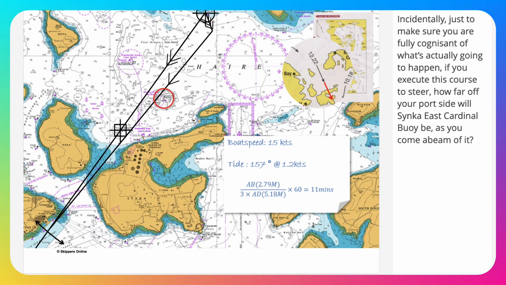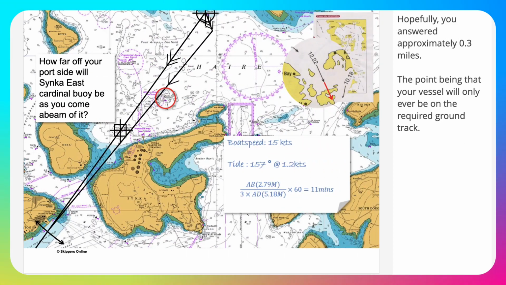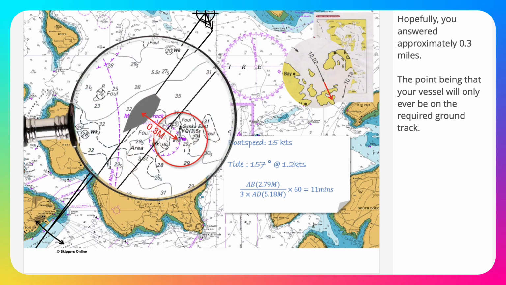Incidentally, just to make sure you are fully cognizant of what's actually going to happen, if you execute this course to steer, how far off your port side will Nearer East Cardinal Buoy be as you come abeam of it? Hopefully you answered approximately 0.3 miles. The point being that your vessel will only ever be on the required ground track.